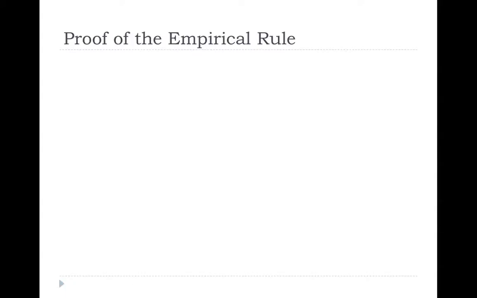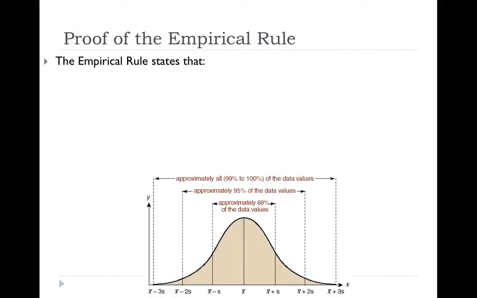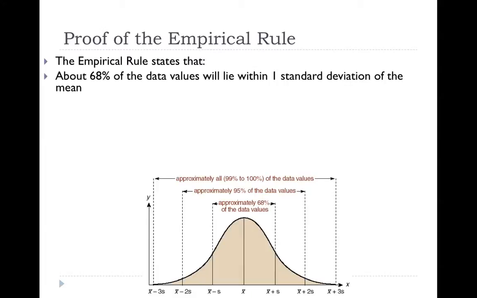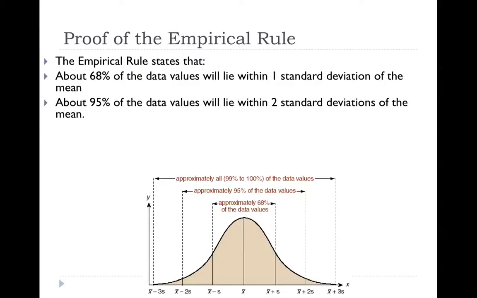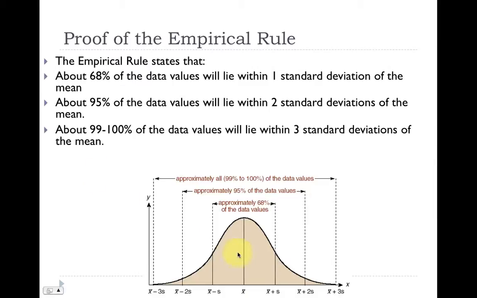The last thing we're going to look at in this lecture is a proof of the empirical rule. Let's recall what the empirical rule stated. It says that about 68% of the data values will lie within one standard deviation of the mean. Okay, that's right here. This is one standard deviation of the mean.